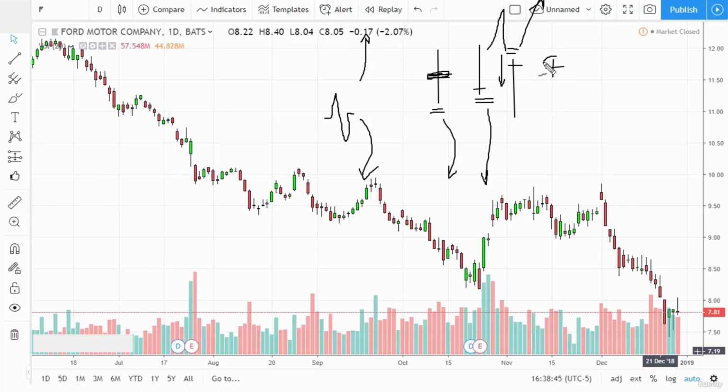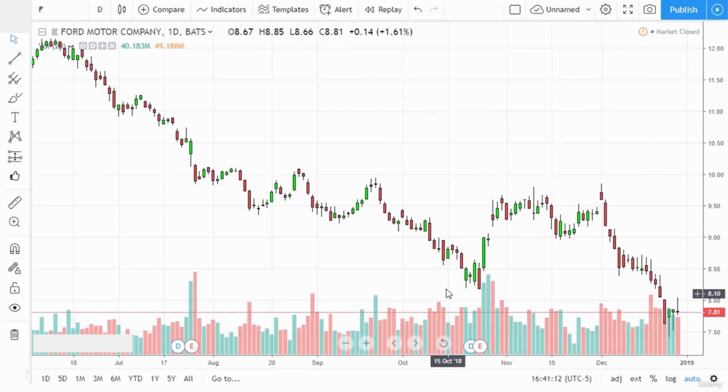The doji is, for my money, a lot less reliable. Typically you want to stay in the trend, but in theory you can trade it in both directions. Out of these candlesticks, the doji is by far the least reliable though. So let's take a look at a couple of examples.